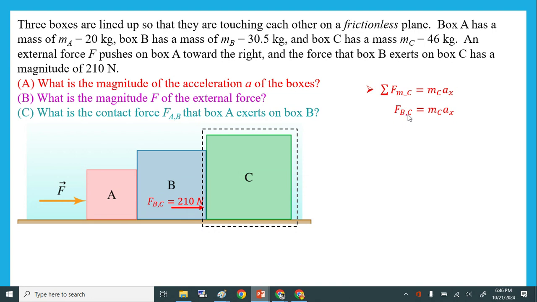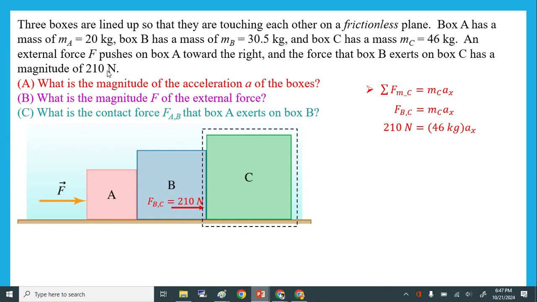Again, there is this net force, but there's only one force that's acting on block C. So I will go ahead and call it F of B onto C, which is equal to the mass of block C times the acceleration of the system. Here we know the force exerted from B onto C is 210, which is given to us. We know the mass of C, which is also given to us. And then the only thing we don't know is the acceleration of block C.